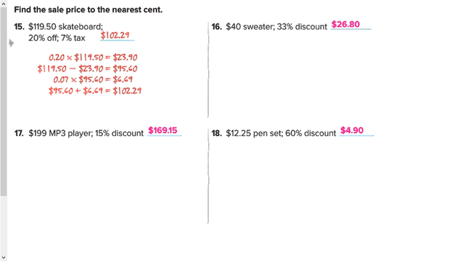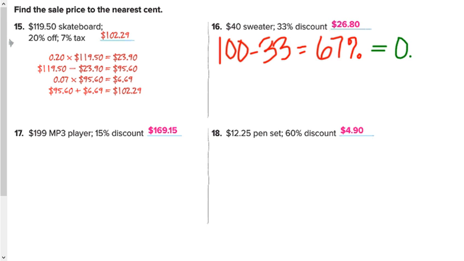So our first example is a $40 sweater at a 33% discount. I'm going to use method 2. So that basically means I'm going to subtract the percentage of discount. So 100 minus 33 is 67%. So that just basically means we actually only paid 67% of the price. And just keep in mind that 67% is 0.67. If you're confused on how we got that, we took 67% and divided it by 100.